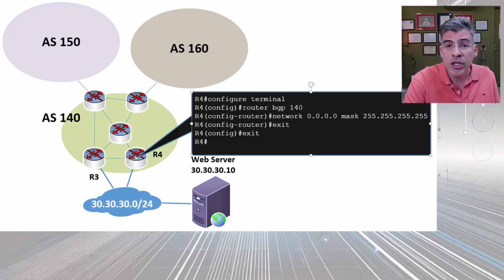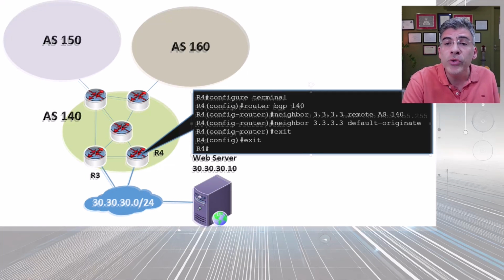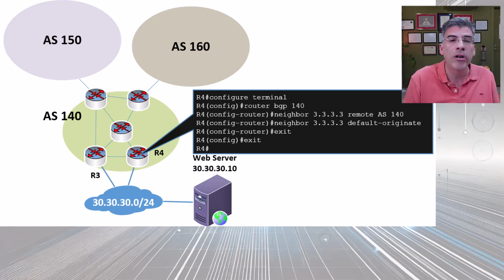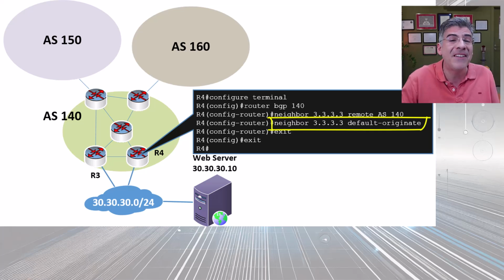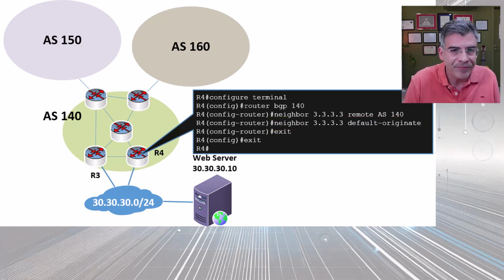Now, there's a third option as well, and you can use the default-originate keyword in the neighbor command, like so. In this case, you will cause the local router to advertise itself as the default route to that specific neighbor, regardless of whether or not you actually have a default route configured in your local router.